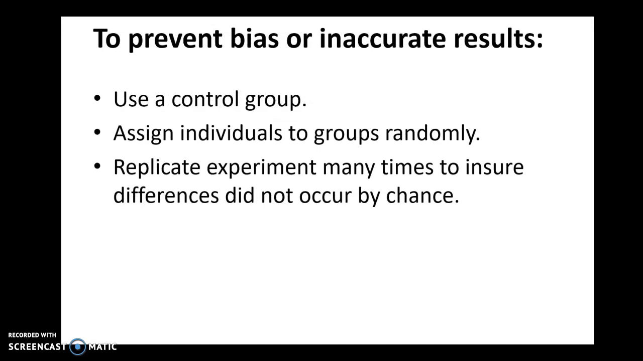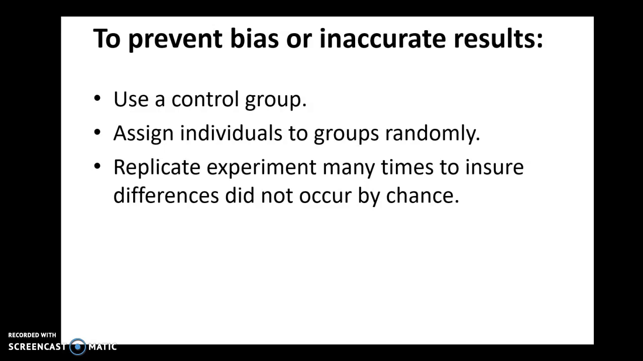So we want to always prevent bias in sampling and experimentations. We don't want inaccurate results. We've got to use a control group of some kind. Usually it's a placebo. Sometimes it's a different kind of control group, but usually it's placebo. We need to assign individuals randomly to groups.